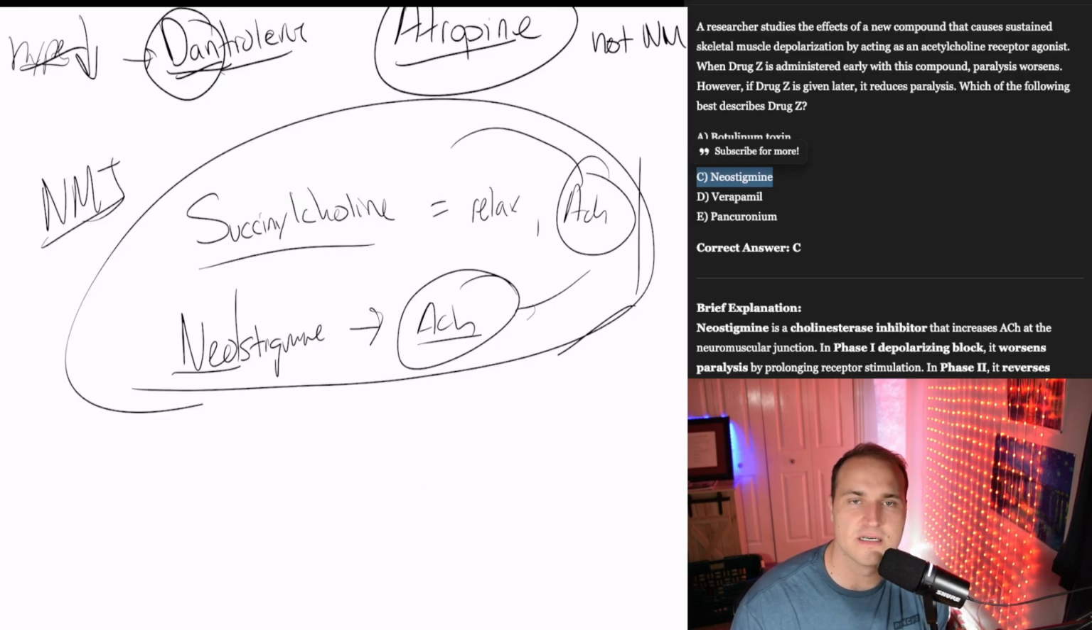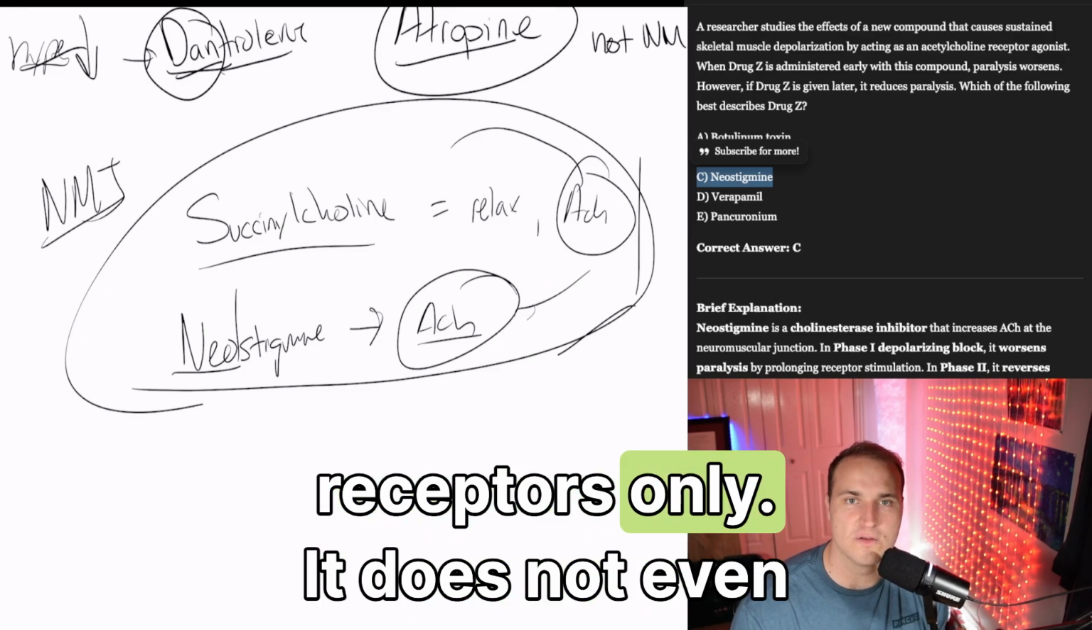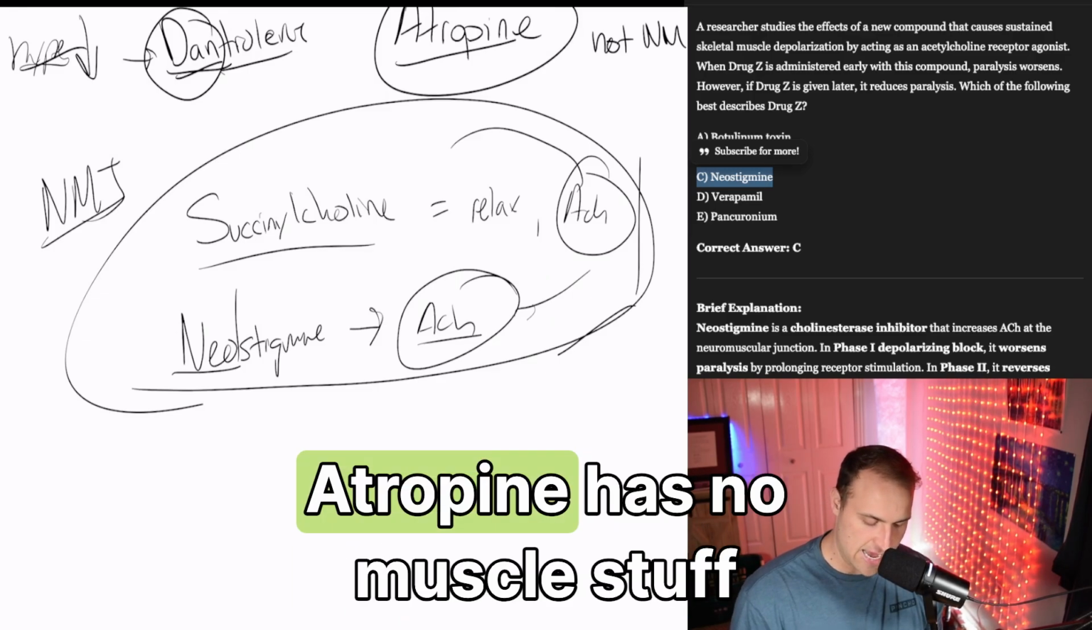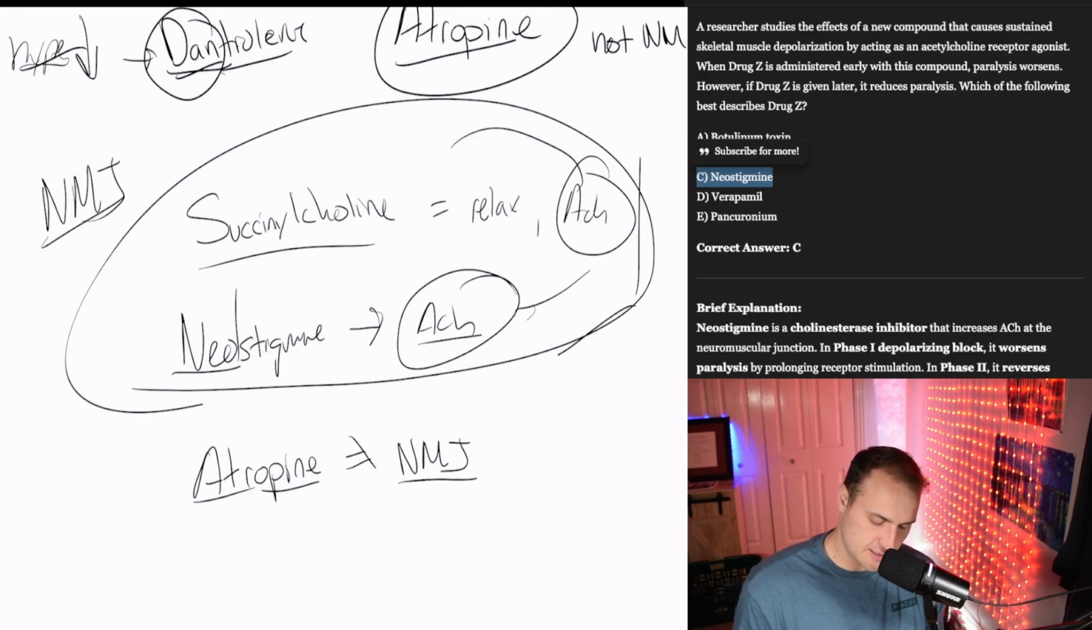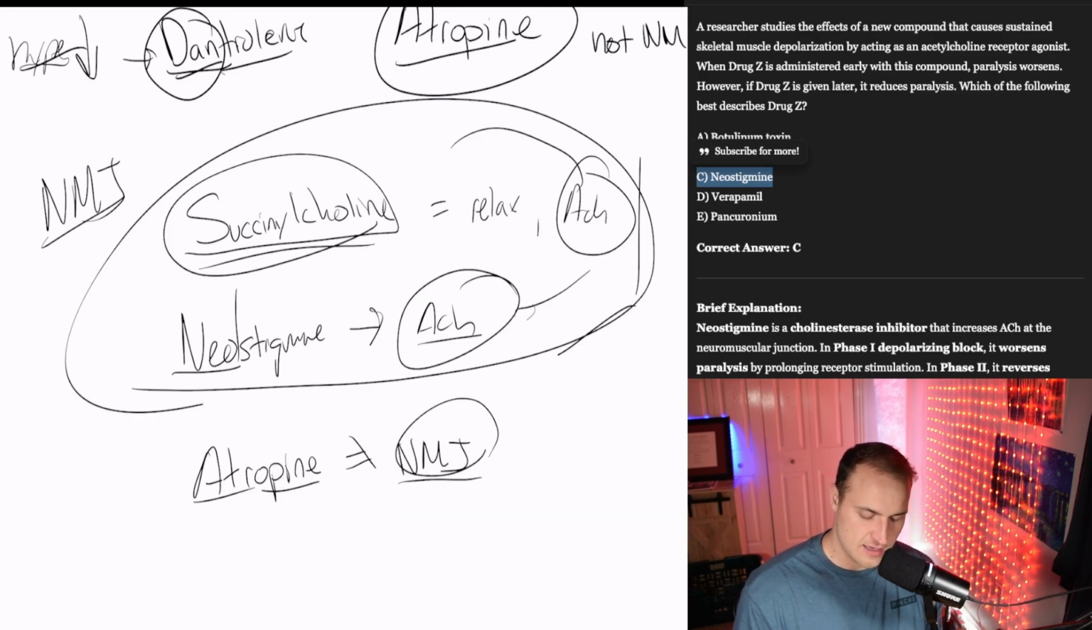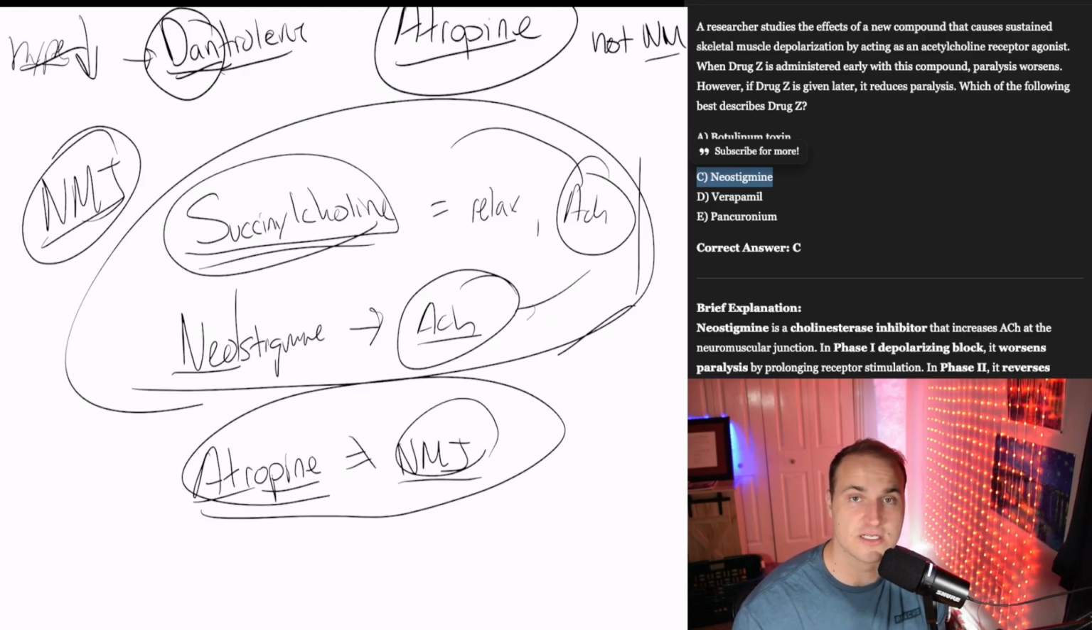And then the saliva and the tears and the GI tract, it increases digestion. And so atropine blocks the muscarinic receptors only. It does not even touch the muscles. Atropine has no muscle effect, no neuromuscular junction effect. We're talking about succinylcholine and acetylcholine. These guys work at the neuromuscular junction. Atropine is not going to work in the neuromuscular junction. It works in the muscarinic receptors. Succinylcholine works in the nicotinic receptors of the neuromuscular junction. So that's just different, right? We're asking about muscle paralysis, so it's the nicotinic, not the muscarinics.